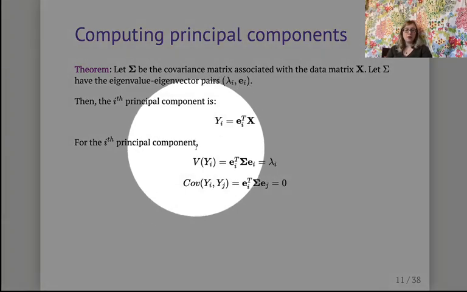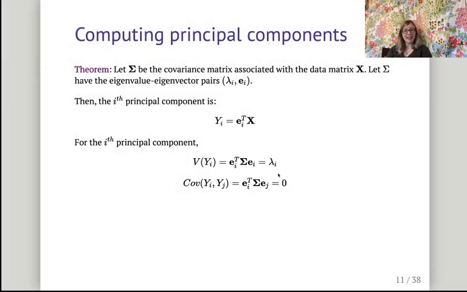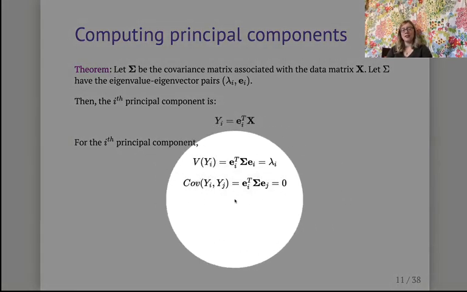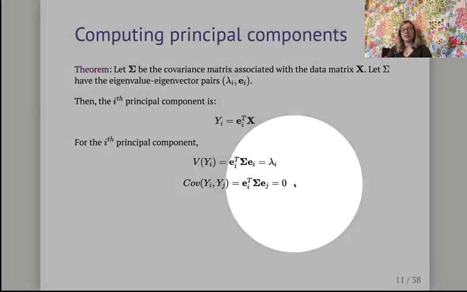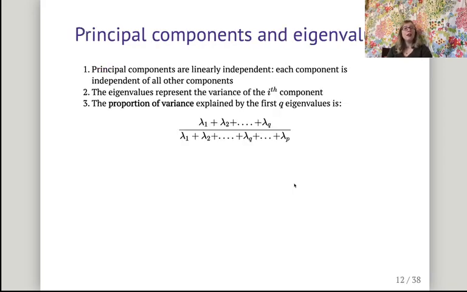For each principal component, the variance of that component ends up being the eigenvalue. And it works out because those eigenvectors are perpendicular, or orthogonal, that this covariance is 0. So this is a really slick way to find independent linear combinations of variables. So, some results from this setup. First, principal components are linearly independent. In other words, each component is independent of all others.